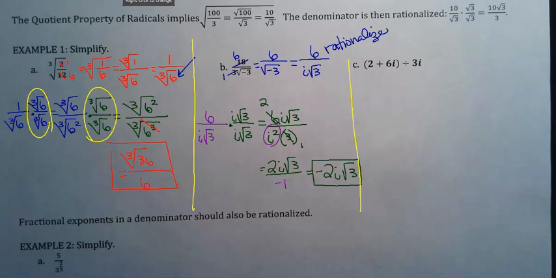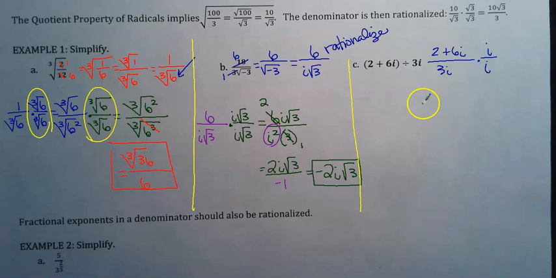All right, in C, we still have a division problem, right? There's our division. It's just not set up like the fraction. So we're going to have 2 plus 6i divided by 3i. Which doesn't seem too terrible, but we have to remember this i here, and we don't want an i in our denominator either. So to get rid of that, we're just going to multiply by i over i.